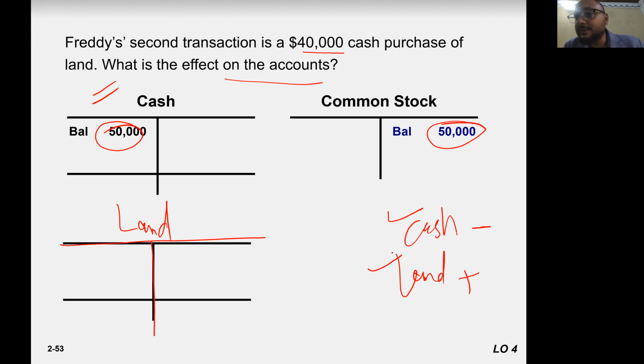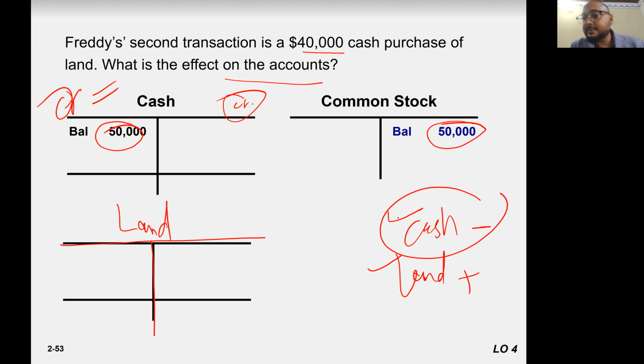So when cash is decreased, where should we write it down? Cash is an asset account, asset decrease, we write it down on the credit side. Here we didn't write credit and debit. Why? Because we already know that the right hand side is credit side, left hand side is debit side. I know you're watching through videos, so you might be confused. Your left hand side is debit, your right hand side is credit. So cash decrease, we write it down on the right hand side, 40,000.